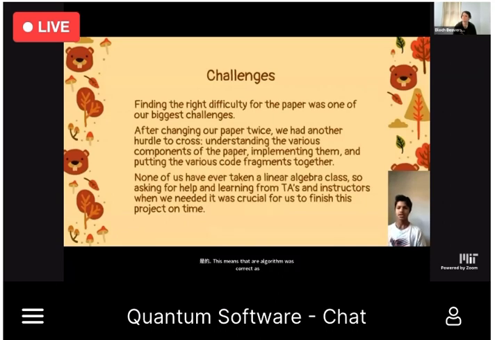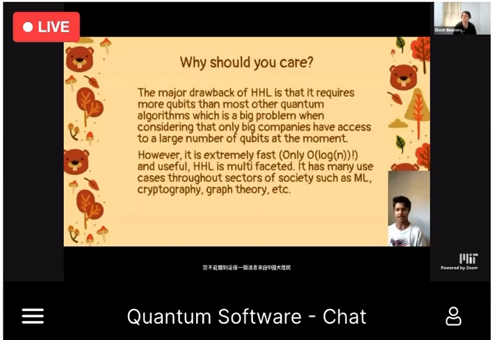Challenges. Some of our challenges were finding the right difficulty for the paper, and after changing our paper twice, we had another hurdle to cross: understanding the various components of the paper, implementing them, and putting the various code fragments together. And keep in mind that none of us have ever taken a linear algebra class, so asking for help and learning from TAs and instructors when we needed it was crucial for us to finish this project on time.